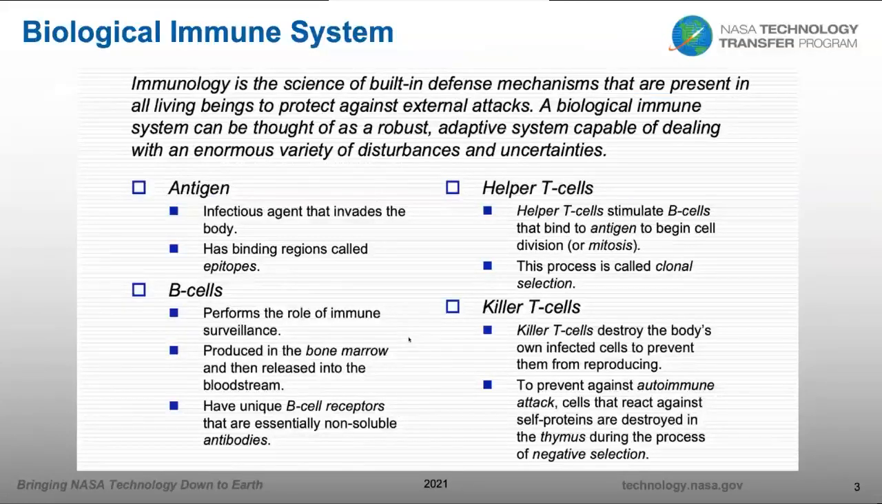So I'm going to briefly talk about a biologic immune system, but this is very basic, high level. So please don't ask me questions about COVID, because I'm not going to be able to answer those questions. But the immune system protects the body against intruders, and it recognizes and destroys harmful cells or molecules. So it can be thought of as a robust adaptive system that is capable of dealing with a variety of disturbances and uncertainties. It can also remember how previous encounters were successfully defeated, if you will. So as a result, it can respond quicker to similar encounters in the future, which is why we are using this approach for this application.